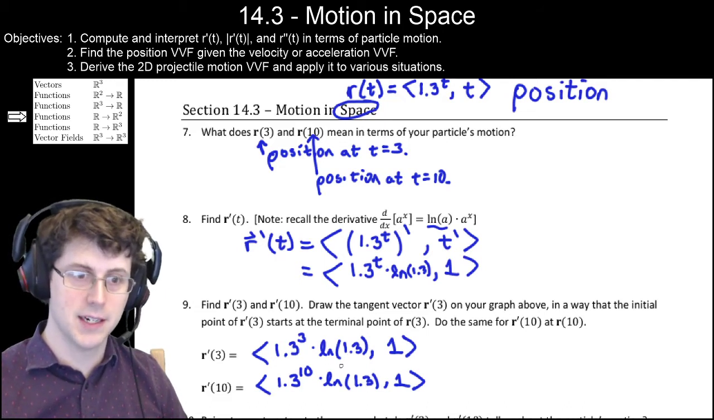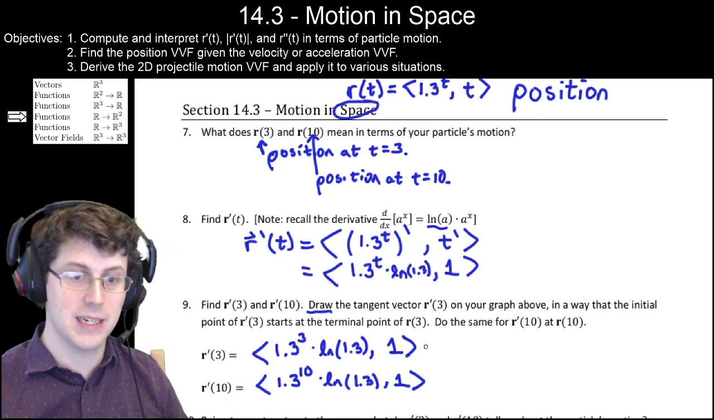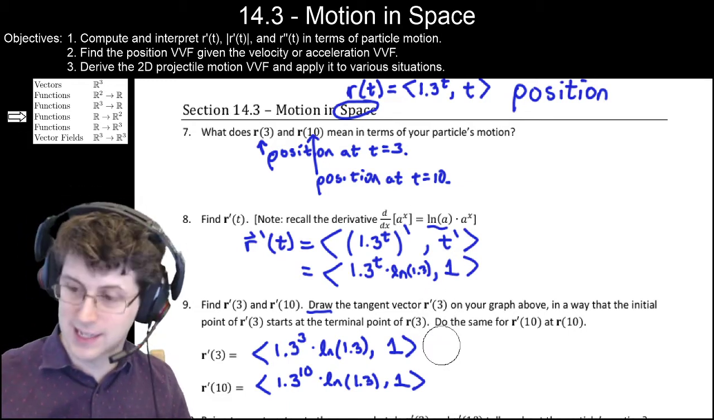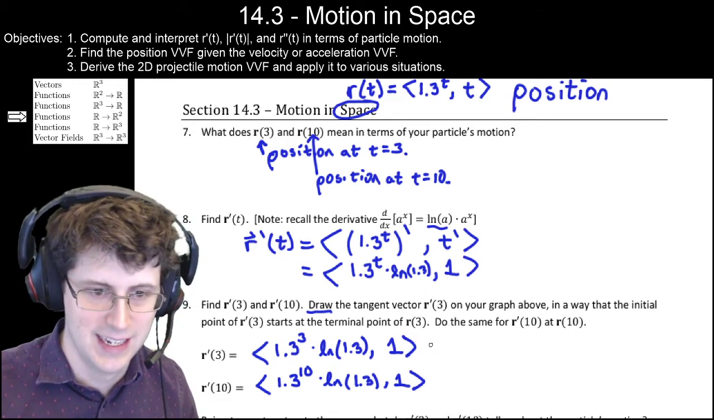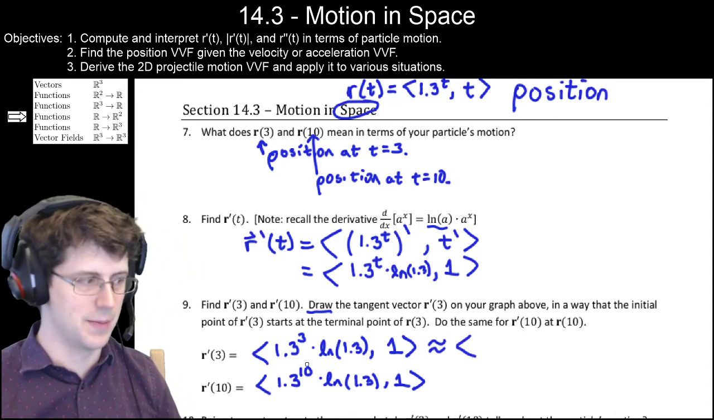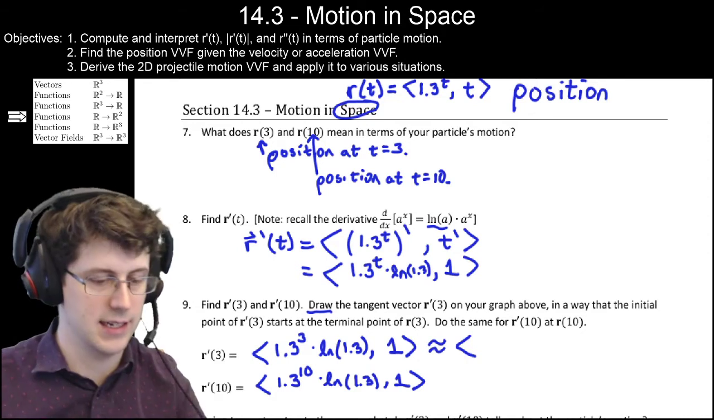be a reasonable answer. But now that the question is asking us to draw these, that means we need some kind of approximate values for these. So I say the word approximate and then immediately write an equal sign. No. So I need to know approximately what 1.3 to the third power times ln of 1.3 is. So I'll just ask a computer to do this for me.